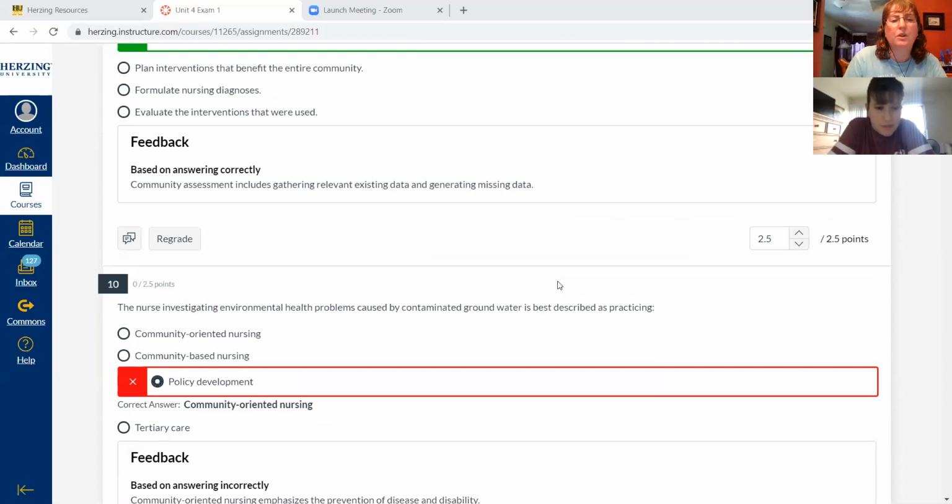Okay, this one here is talking about investigating environmental health problems caused by contaminated groundwater. This is best described as practicing what? So you had community-oriented nursing, community-based nursing, policy development, and tertiary care is the last one.